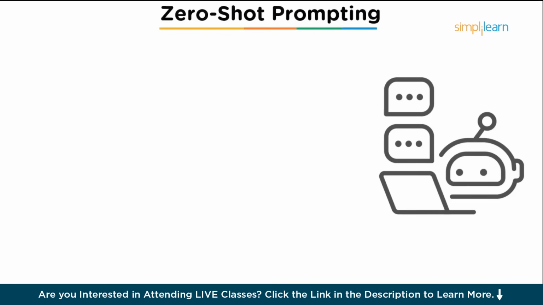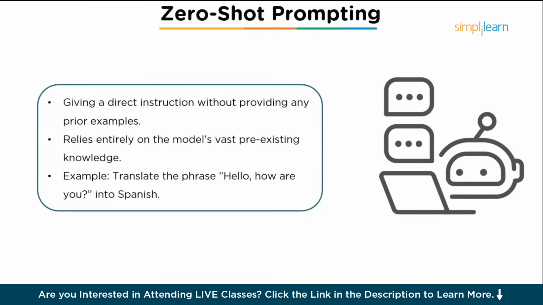Let us understand what zero shot prompting means. Zero shot prompting is when you give the model a direct instruction without showing any prior examples of what you are expecting. It relies entirely on the model's pre-existing knowledge and training to understand and compute the task. This approach is useful when you want a quick and straightforward response.